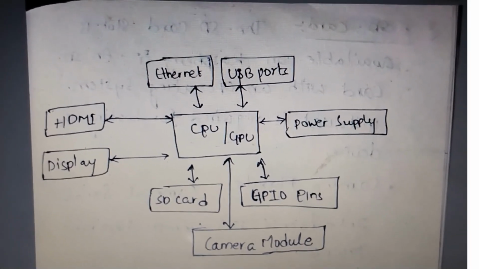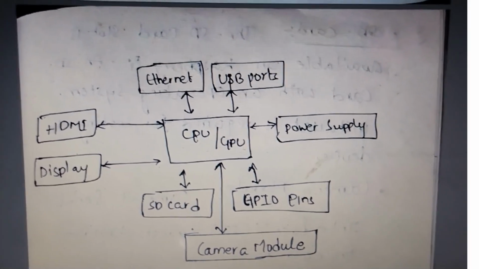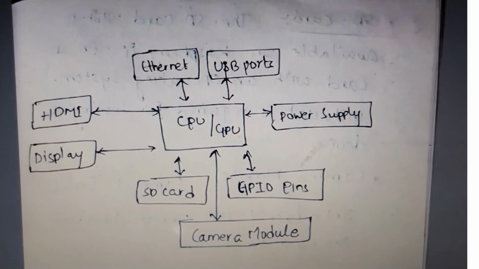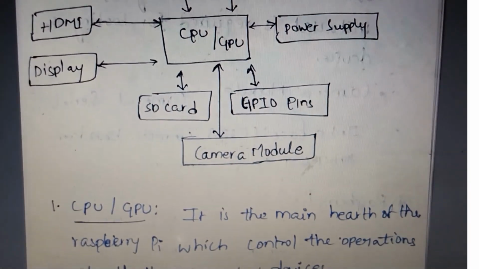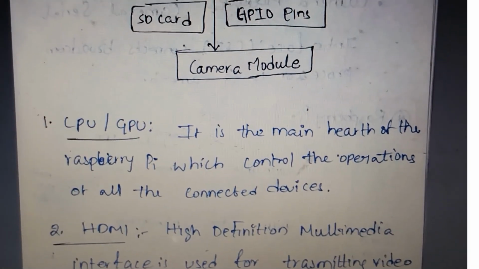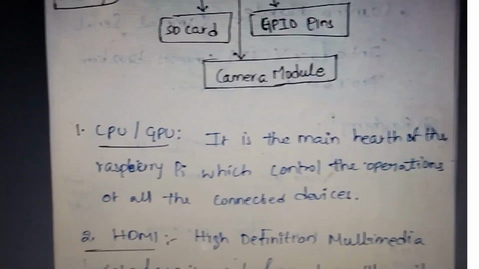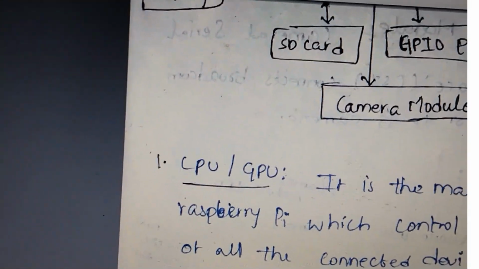Ethernet, every device will be directly connected with the CPU or GPU. HDMI display, everything will be connected with the CPU and GPU. What is the CPU or GPU? It is the main heart of the Raspberry Pi.